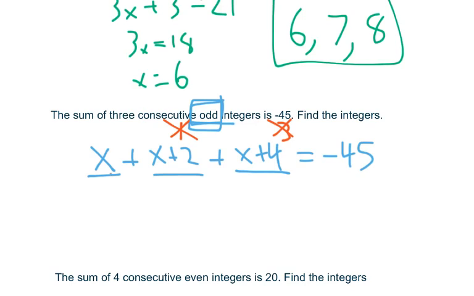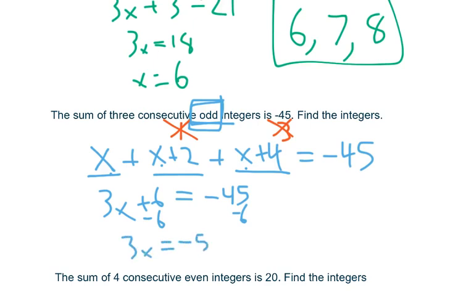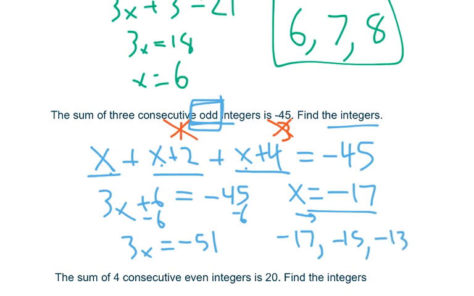And then you repeat. So combine like terms, 3x, 2 plus 4 is 6. That equals negative 45. Now here we're going to subtract 6 from both sides, so 3x equals negative 51. Divide both sides by 3, x equals negative 17. Again, that's what x equals, but we need the integers, so negative 17. Now with negative ones, make sure you're going the right direction. We're going to the right. Negative 15, negative 13. Box it, walk away.